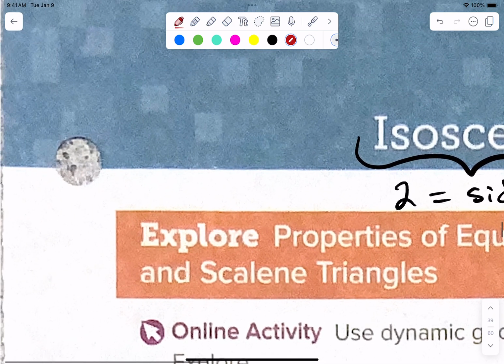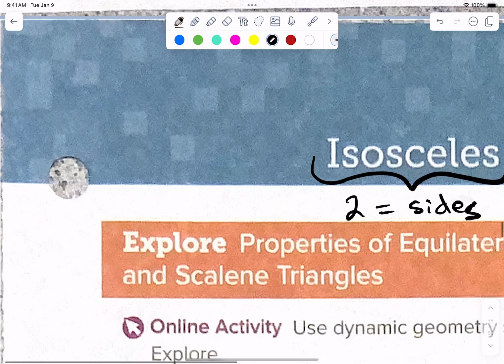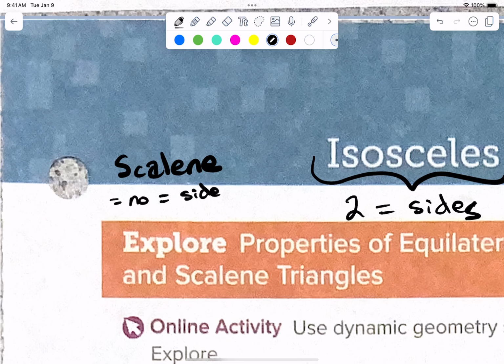Okay, let's talk about the one other one. What's it called if none of the sides are the same? Scalene. It's a weird word. Scalene equals no equal sides. Just as a vocabulary word, so you know that. No equal sides is a scalene triangle.